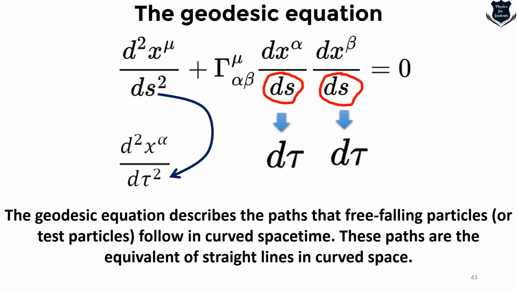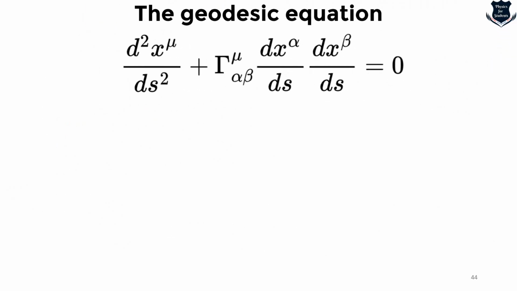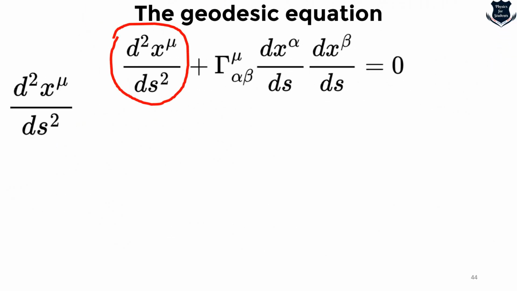So what does this equation overall explain, in simplified language? It describes the paths that freely falling particles, or test particles, follow in a curved space-time. These paths are equivalent to straight lines in curved space. So you can say that what Newton's laws were predicting for us in a straight line, the same thing is being done with this geodesic equation. Let us take these parts, which will be easier for us to understand. First of all, we will just take this one.